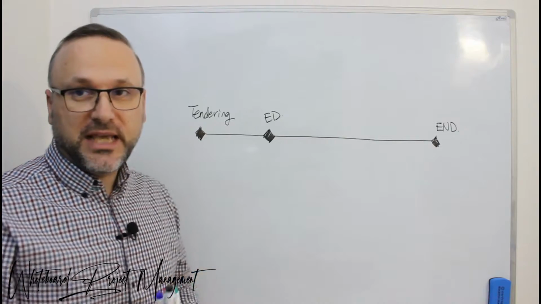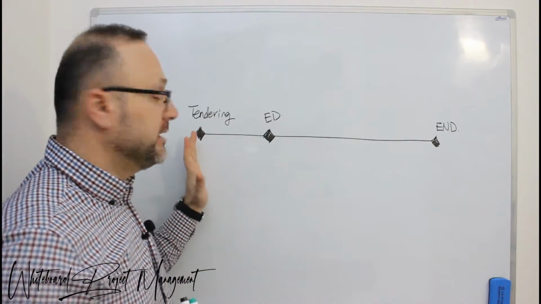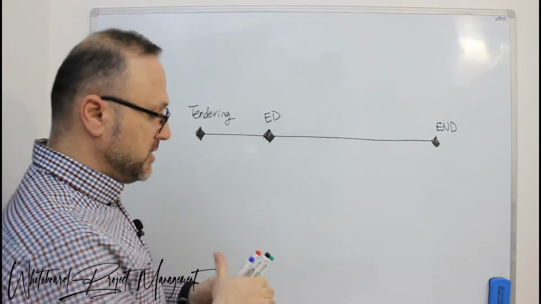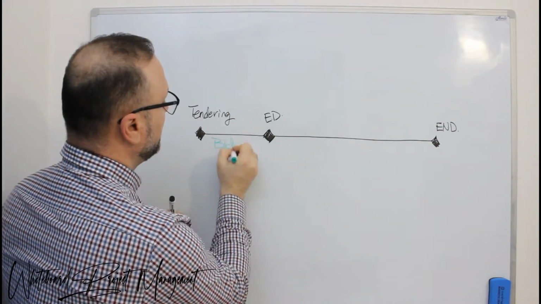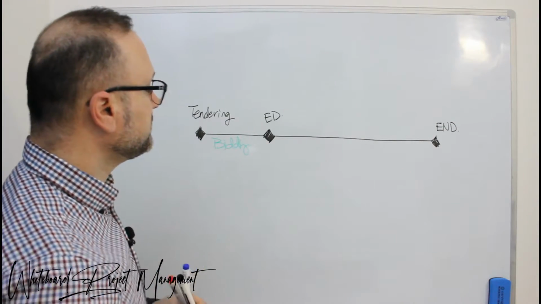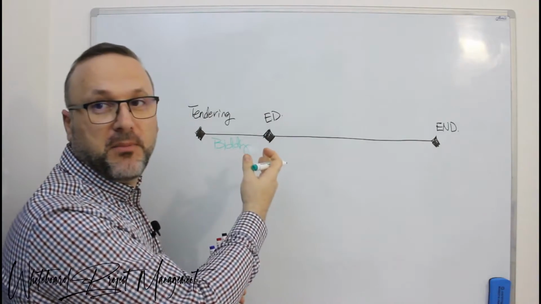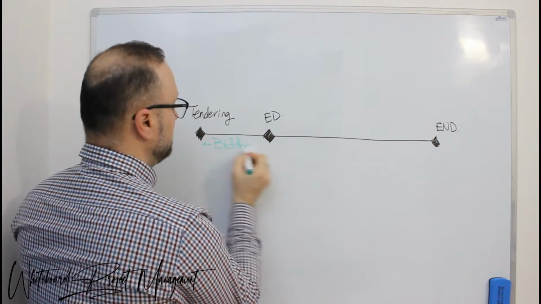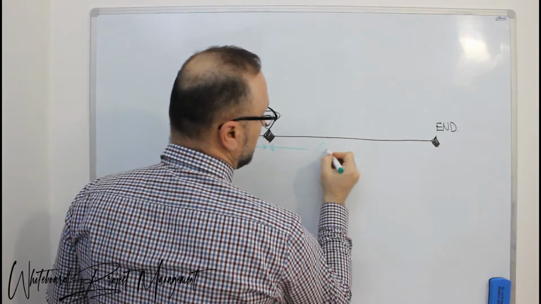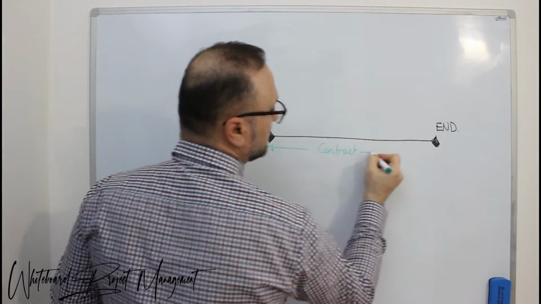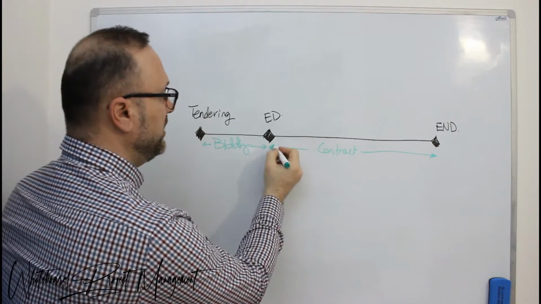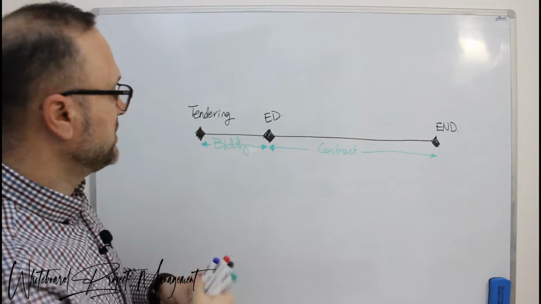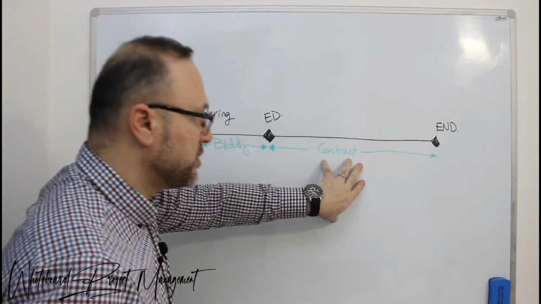So during the tendering stage, we have the bidding stage. We start with bidding over here, and then when the bid is completed, the contract is awarded, then you have the contract here. So this is the bidding stage, while this is the contract stage. Okay, we just defined that we have two main stages. One stage is for the bidding, the other stage is for contract.